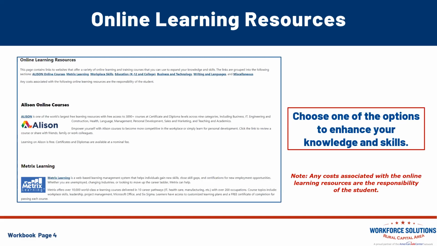Like I mentioned, the first one is the Allison online courses. We have Metrics Learning, workplace skills, education K through 12, and colleges that have provided links to training as well. There's business and technology, writing and language, and a miscellaneous section that includes some online CPR courses and some financial trainings in regards to budgeting your checkbook and things of that nature.